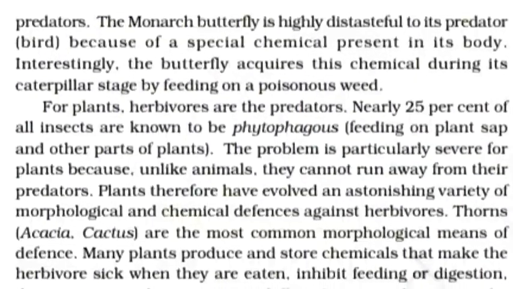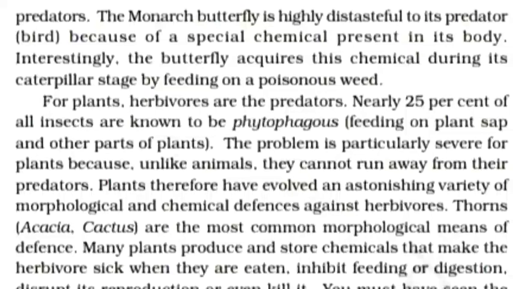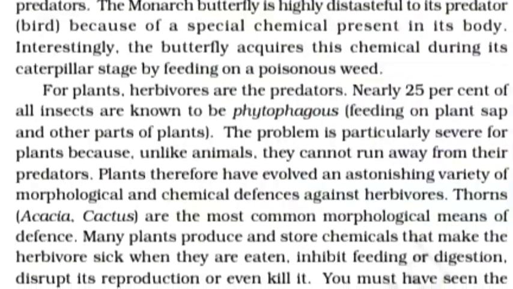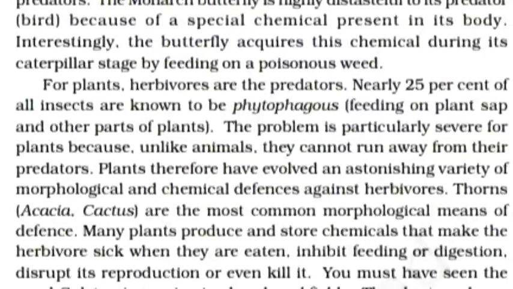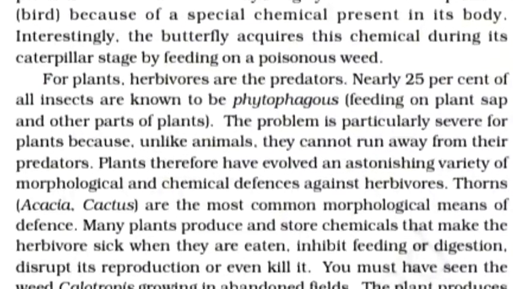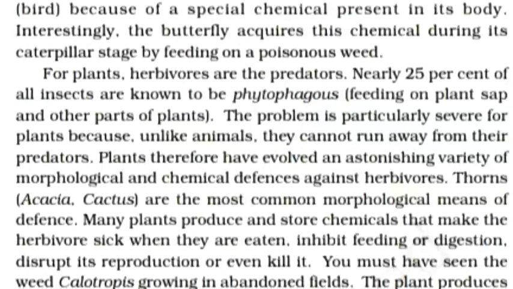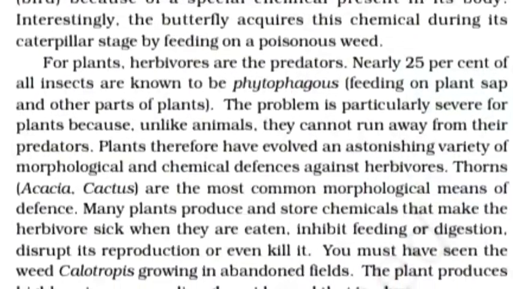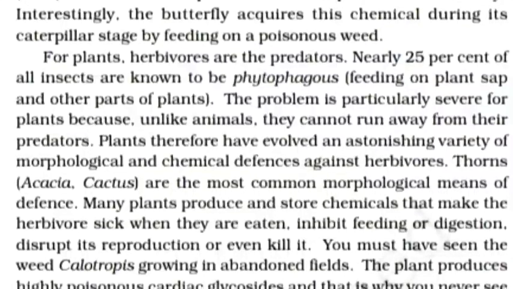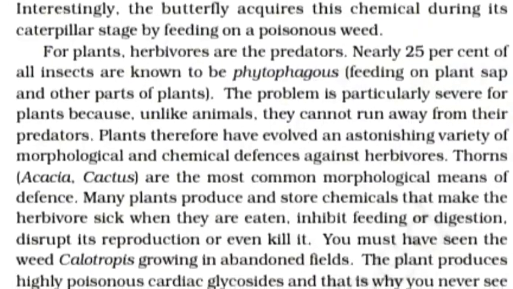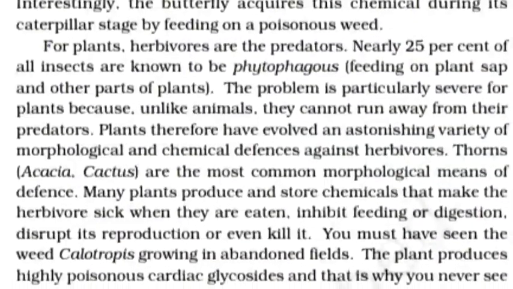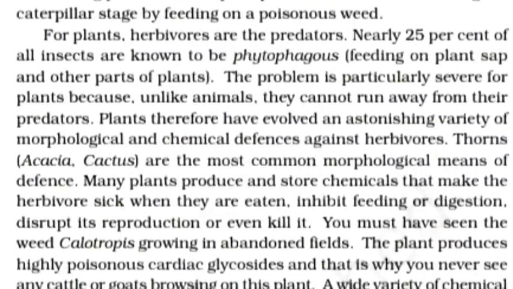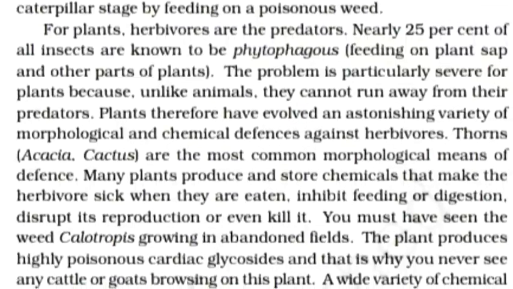The monarch butterfly is highly distasteful to its predator because of a special chemical present in its body. Interestingly, the butterfly acquires this chemical during its caterpillar stage by feeding on a poisonous weed. For plants, herbivores are predators. Nearly 25% of all insects are known to be phytophagous, feeding on plant sap and other parts of plants.